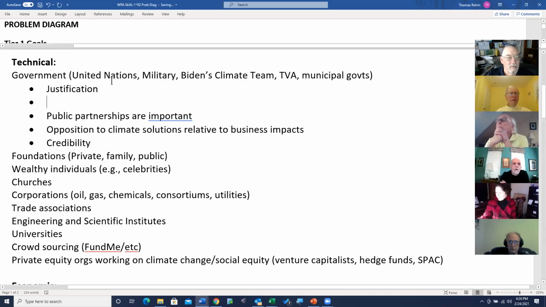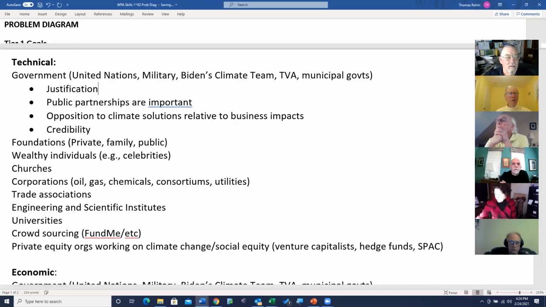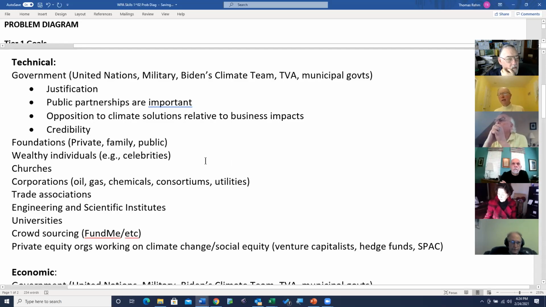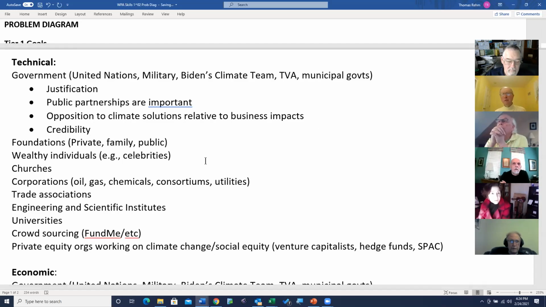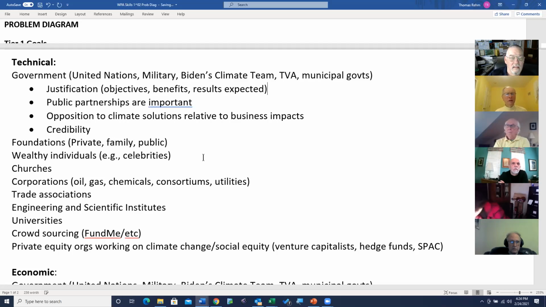We're not trying to draft the justification. We just put it in there as that's a barrier. We would have to do that, right? You can put it in parentheses there. That's fine. That's all I meant. Yeah, put it in parentheses after justification. I said objectives, benefits, and results expected. Yeah, good. I think that will be more towards solutions, right?